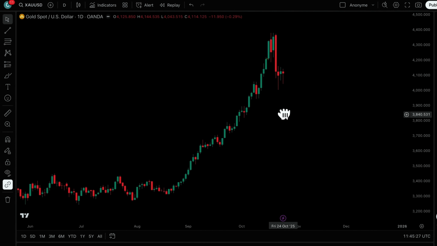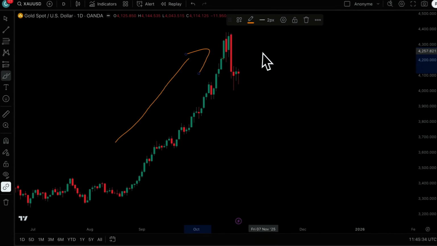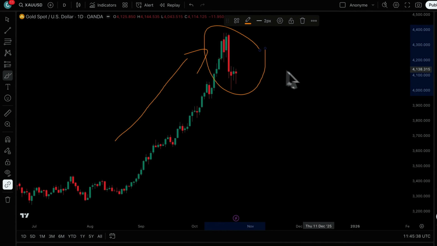You need to be trading in the same direction as the higher time frame, like the daily chart here. You can see that the market is very bullish. So what we're going to do is look for buying opportunities on the lower time frames in our scalping strategy.